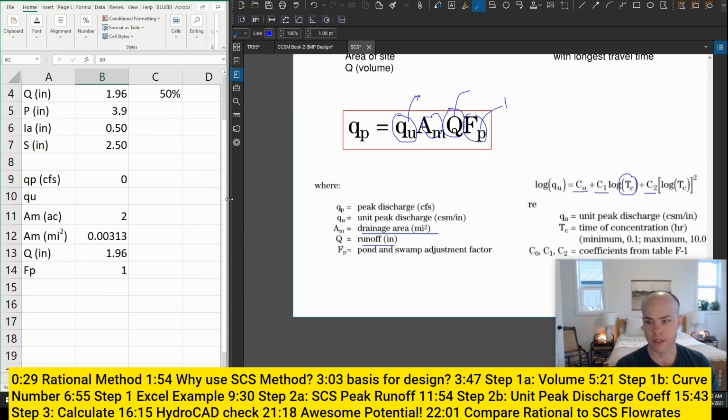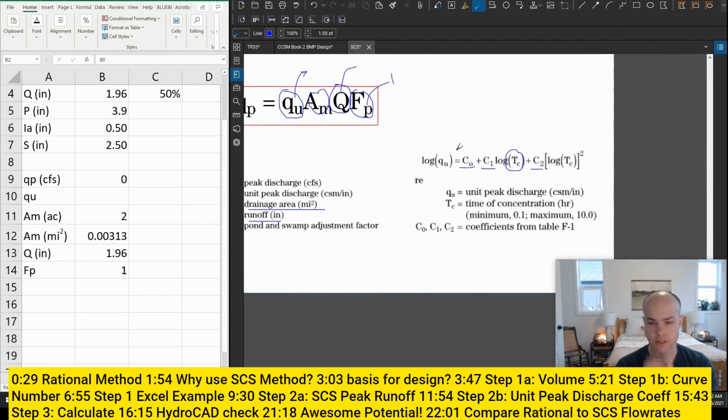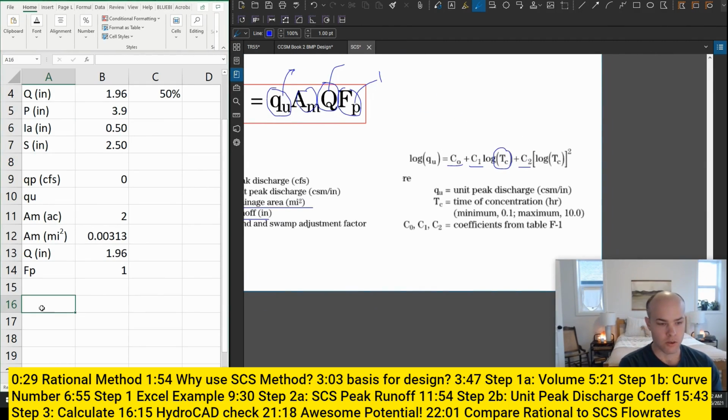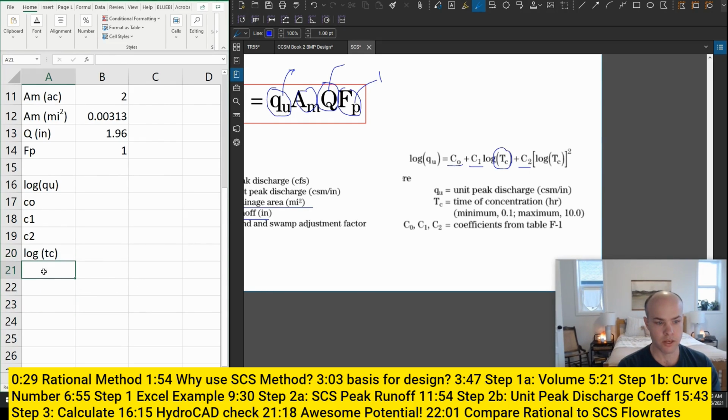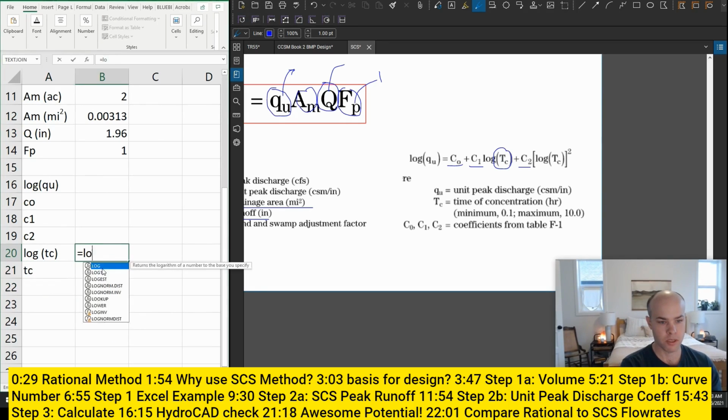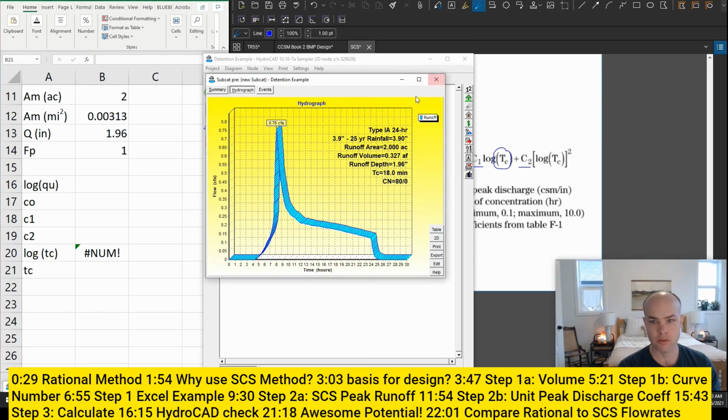How do we calculate this value? You can see it is a mess, right? So I'm going to call this log QU, which is going to be equal to C log time of concentration. And then I'm going to move this down one and call this C2. Okay, there we go. And then I'll set this as time of concentration, and this will be equal to log this. So I think in our example, we had set this time of concentration to 18 minutes.